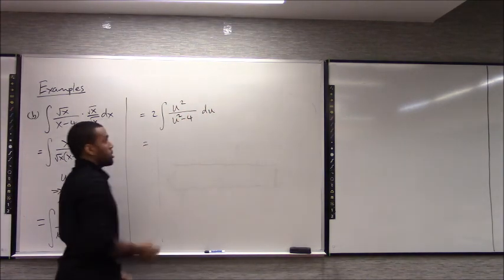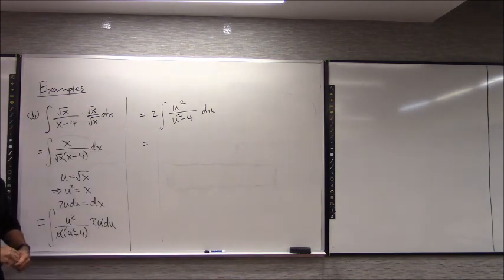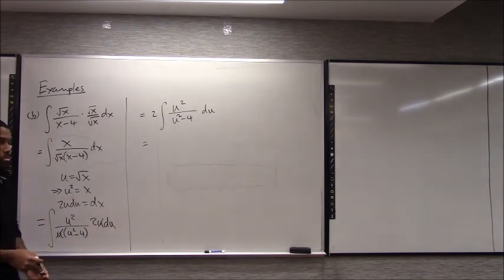How do I deal with this integral? You could expand the denominator to u plus 2 times u minus 2. Why? It's the difference of 2 squares. And then from there you can do partial fractions.